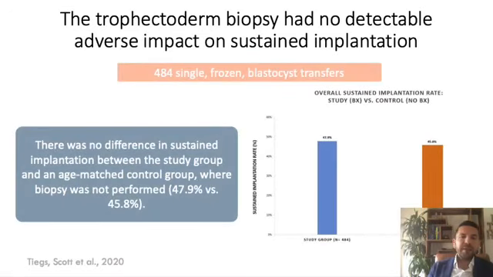In the same study, they also gathered some evidence that trophectoderm biopsy has no detectable adverse impact on sustained implantation, by comparing the study group with an age-matched control group where biopsy was not performed. And as you can see here in this figure, both the biopsied and the untested embryos show exactly the same overall sustained implantation rate, supporting the concept that, when properly performed, trophectoderm biopsy is not expected to lower the reproductive potential of human embryos.